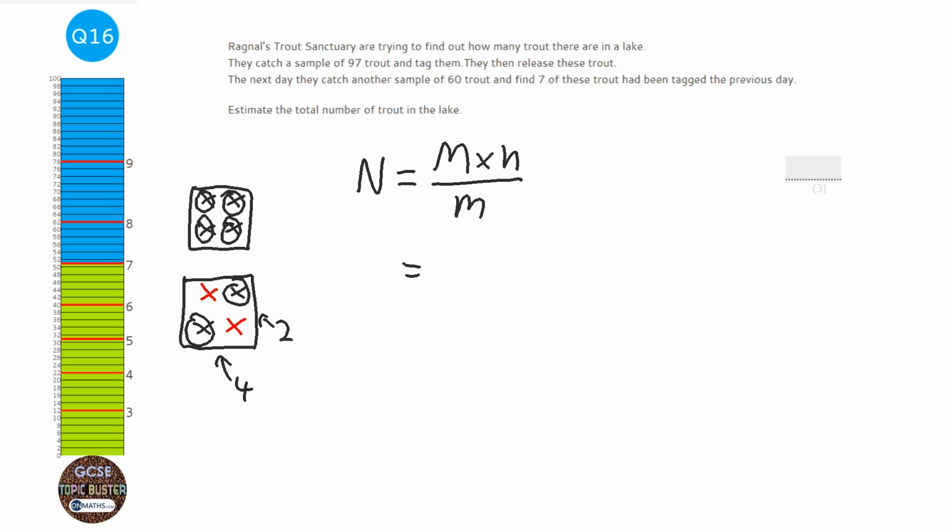So let's apply this to the question. Let's try and work out what M is. M is the amount of trout that we marked. So we marked 97, so that's going to be 97. Little n is going to be the size of the sample that we took again, so 60. That's our recapture sample, the sample we took a few days later or the next day. So that's 60. And we're going to divide that by the amount of those 60 that were tagged or marked, which is 7.